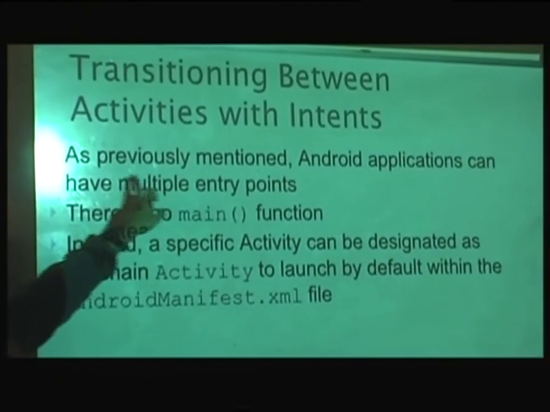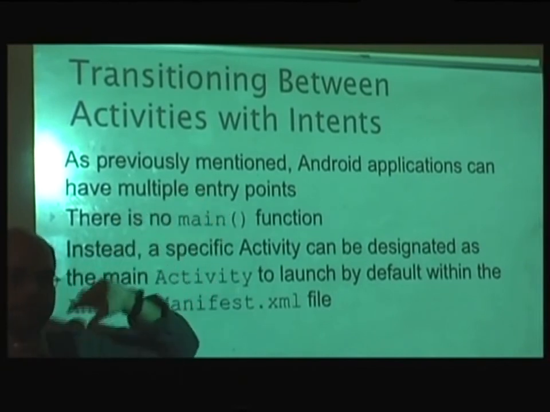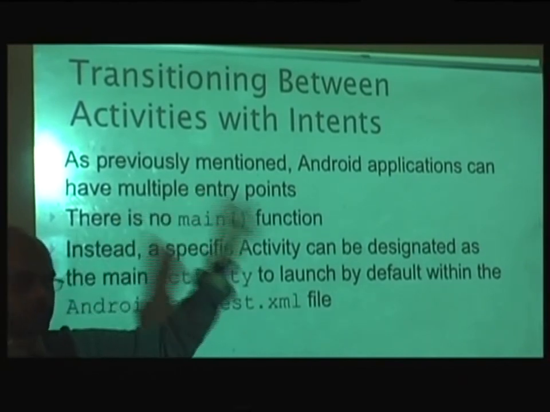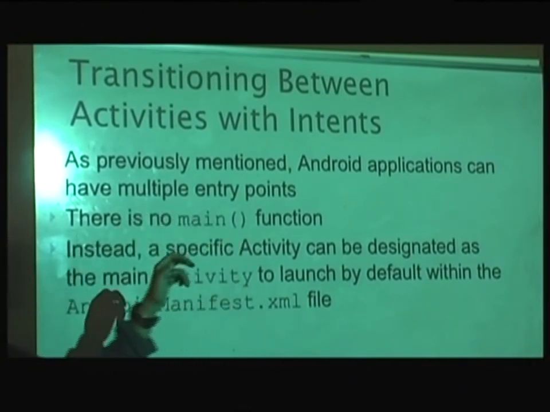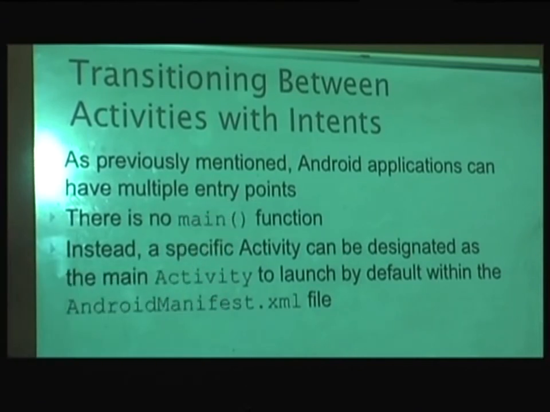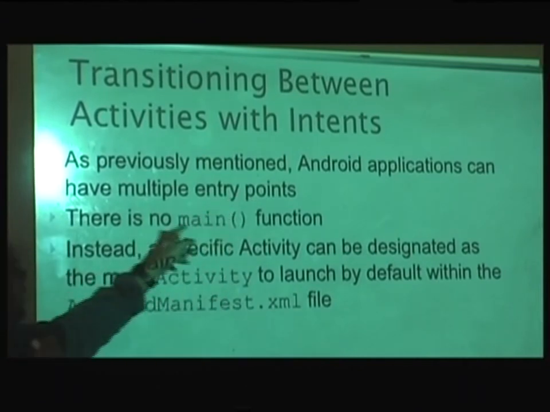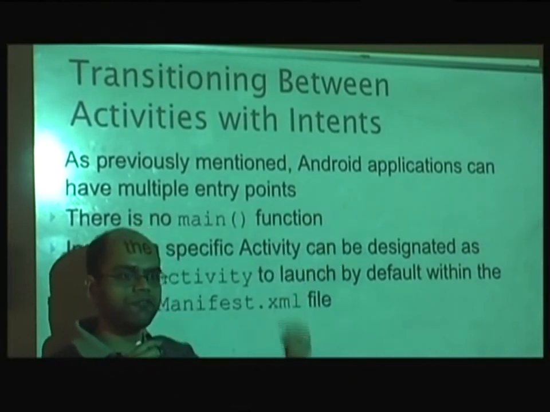Android applications has multiple entry points, unlike Java ME. Java ME has just one entry point, and that also if you come again, it's the same entry point. So it was very simplified. Here it is a little complex. You can define in your application what will be the entry point. There is no main function, because you define the entry point.